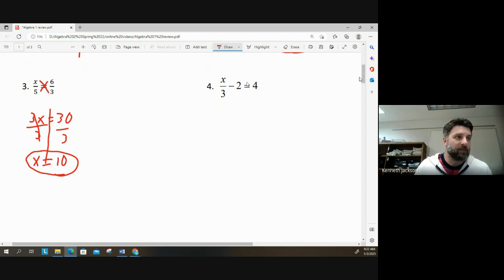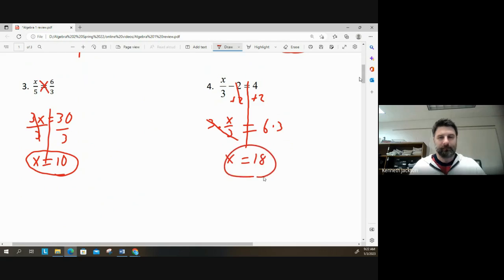On number 4, distribute, combine like terms, pick on the little guy. None of those steps are in this problem. There's no parentheses. There's no like terms on the same side. There's no picking on the little guy. All I have to do is the inverse, the opposite of a minus 2 is plus 2. The 4 plus 2 would give me 6. The inverse of divide by 3 would be multiply by 3. And I end up with x equals 18. Again, that's not all of Chapter 1, but a good summary of the main topics in Chapter 1.